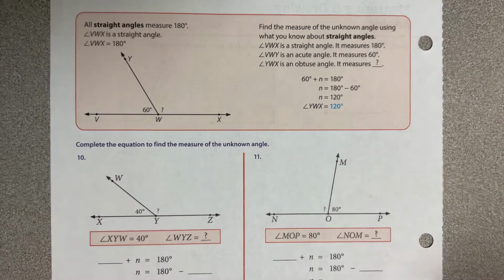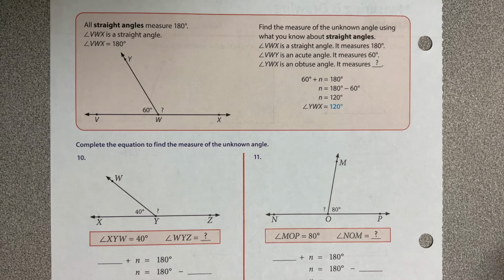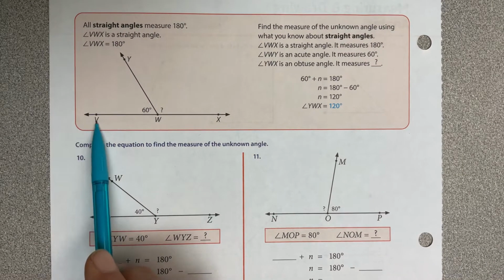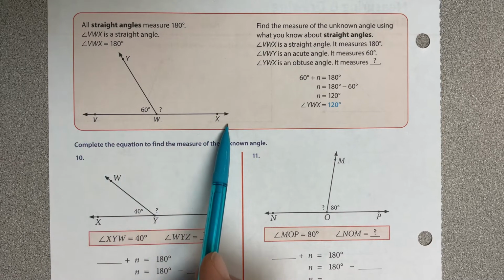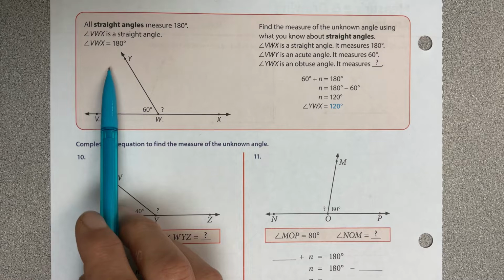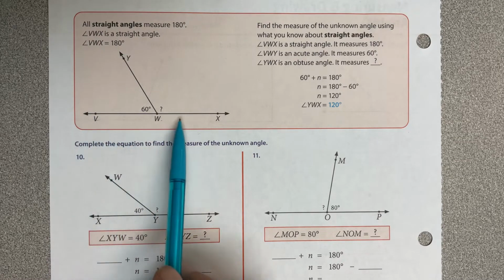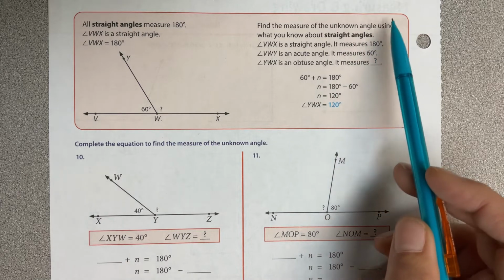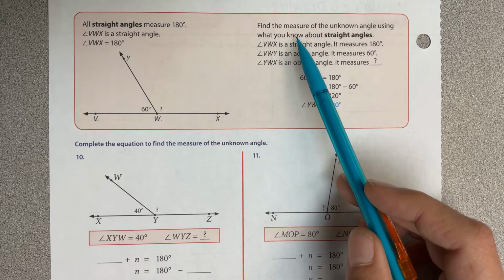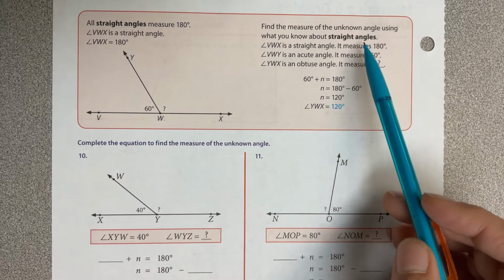It says that all straight angles measure 180 degrees. We learned that previously. It says angle VWX is a straight angle. So VWX is a straight angle, and angle VWX is 180 degrees. Then it says find the measure of the unknown angle using what you know about straight angles.